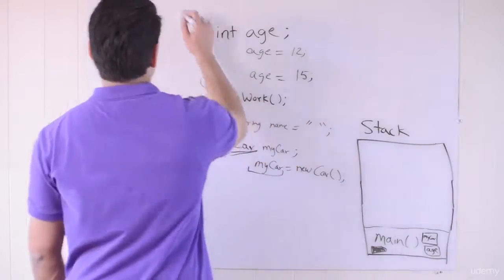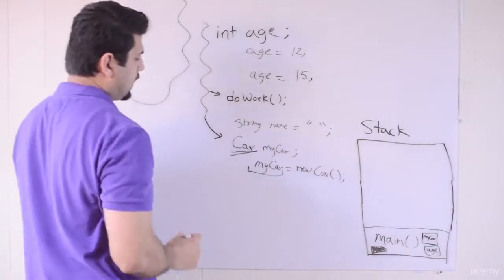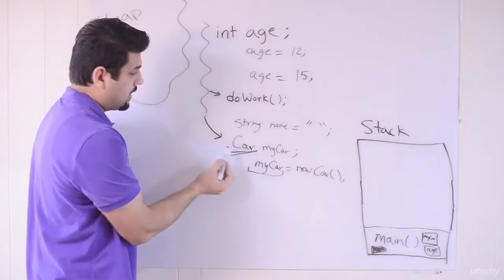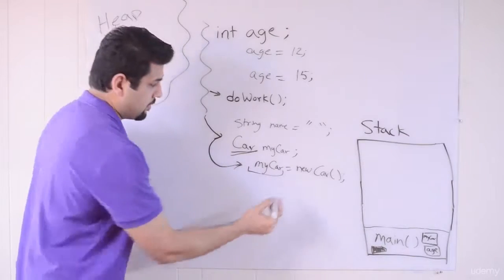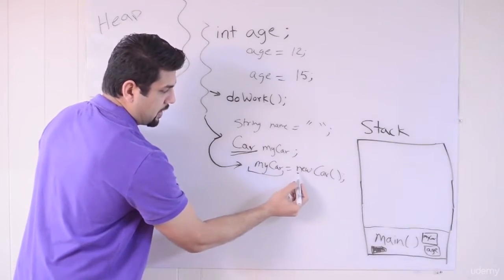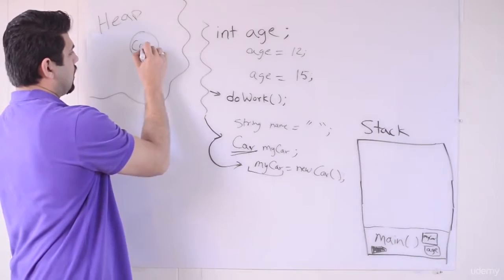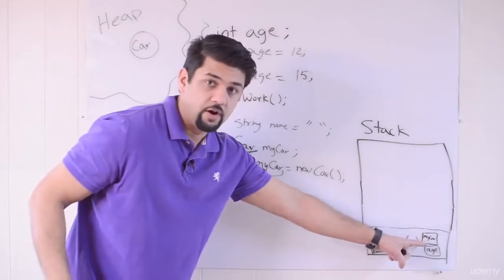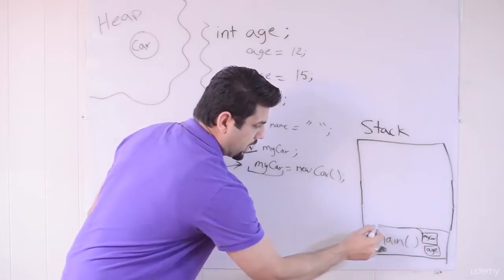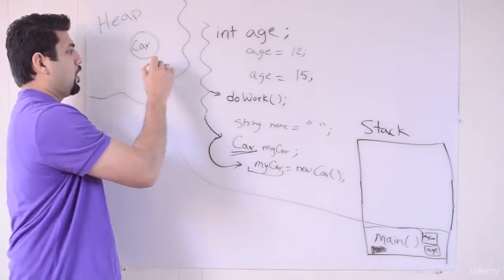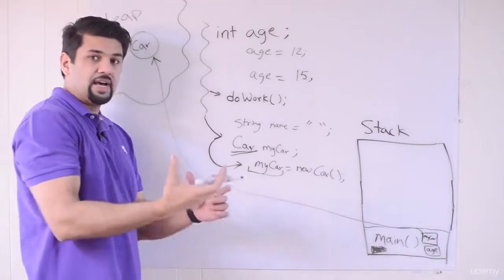So let's draw that. All right, consider this to be the heap. All right, at this point we don't have an object yet at this particular line, but when we get to this line, we do have an object that gets created on the heap, and that object is triggered by this new Car command. So we have a Car object. All right, and this myCar variable, right, inside of the main frame, the main stack frame, is now going to point to Car.